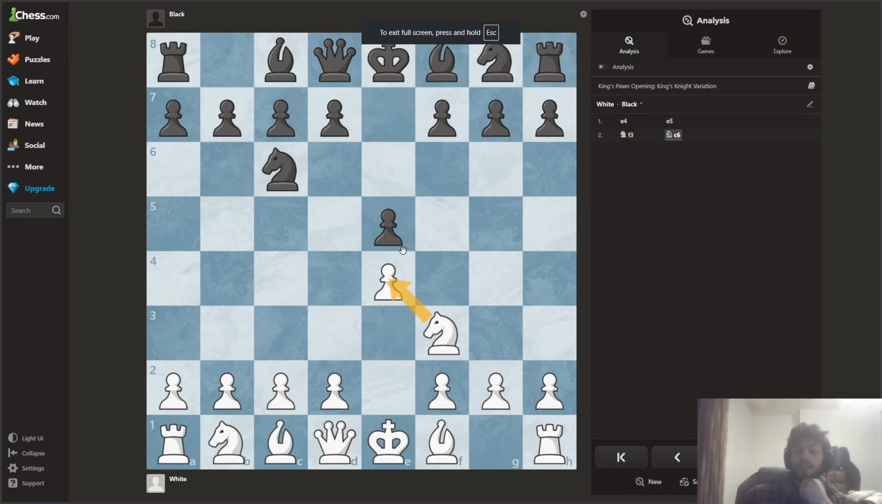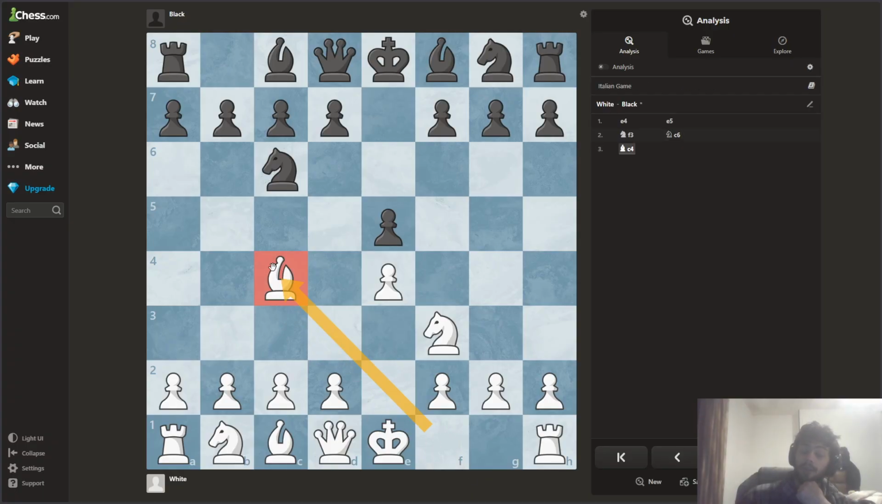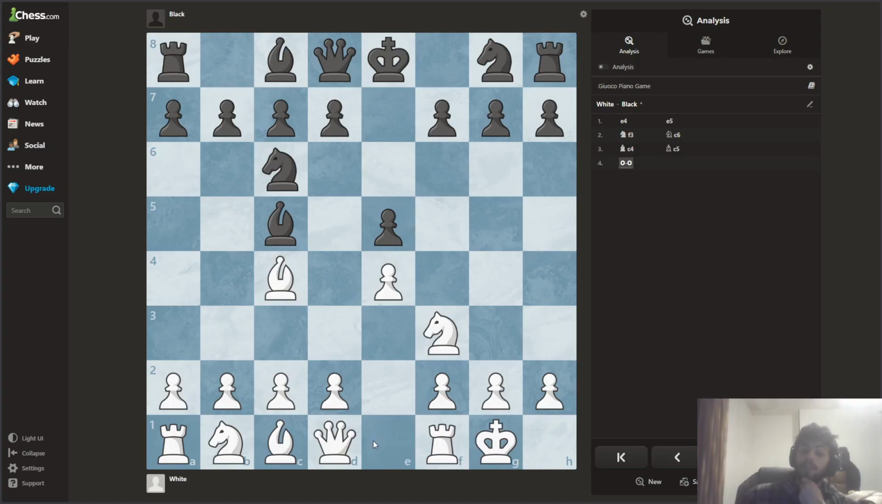So we attack the pawn. Our opponent defends the pawn with their knight. Now we will continue developing. We get our other bishop out. This is known as developing our pieces. And you castle your king. This is the next objective. You take control of the center. You get your pieces out. You castle your king.